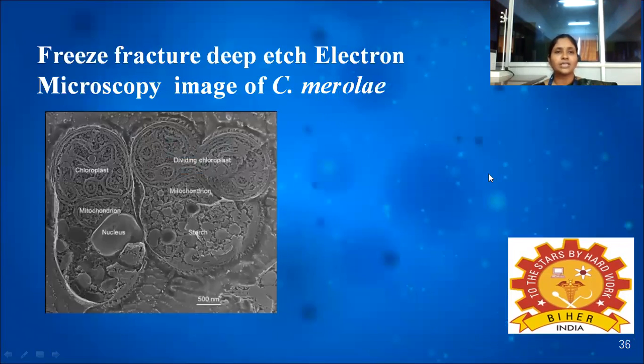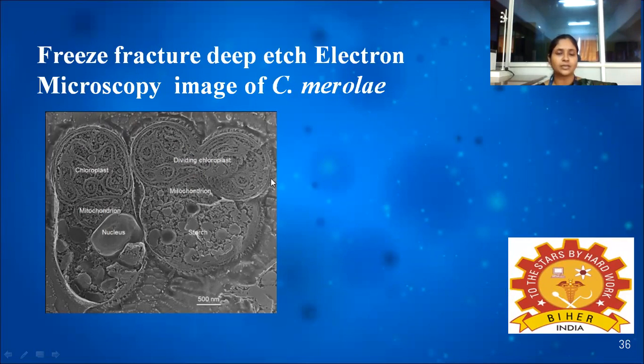So this is a freeze fracture deep etch electron microscopy image of Merole. You can see it is an algae, and we can see the chloroplast, the mitochondrion and the nucleus present in one cell, and in parallel, in the adjacent cell, a dividing chloroplast, mitochondrion, and starch granules deposited inside the cell. Here also the dividing chloroplast is beautifully depicted in this freeze etching procedure.